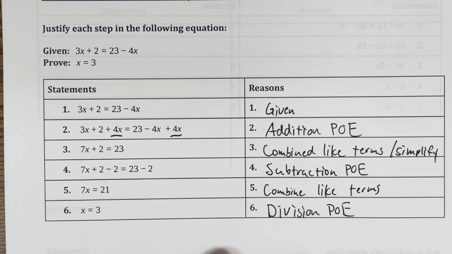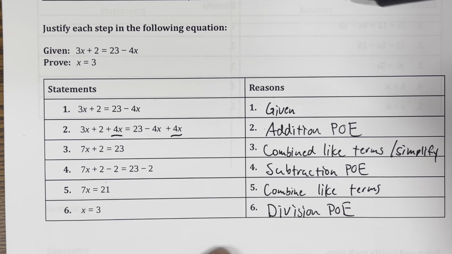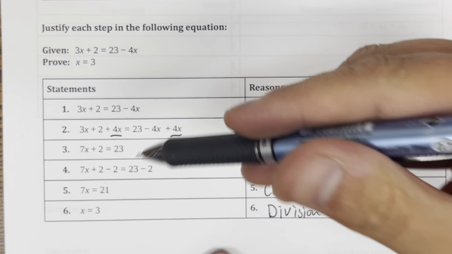So we justified every step along the way. Like I said, we know how to solve equations. The reason why we're doing this is to help us practice the process of writing a proof with something we already know how to do, which is solve an equation.